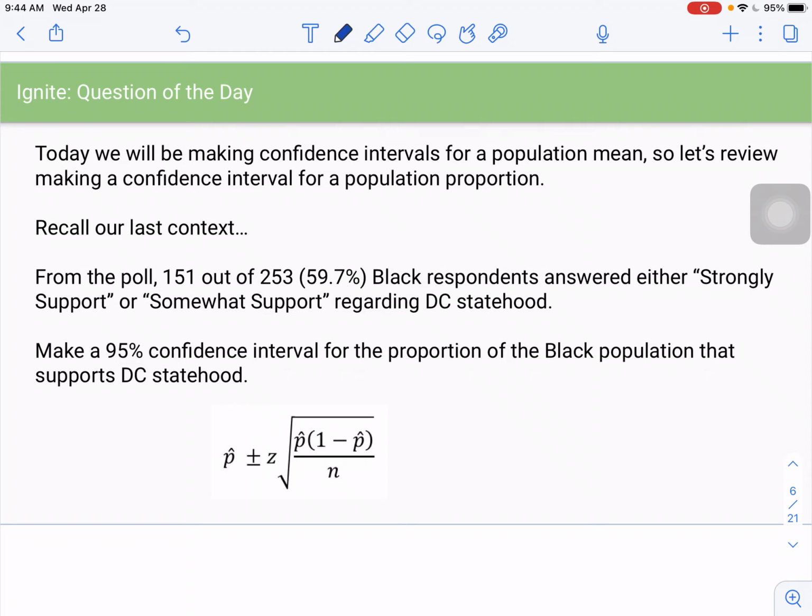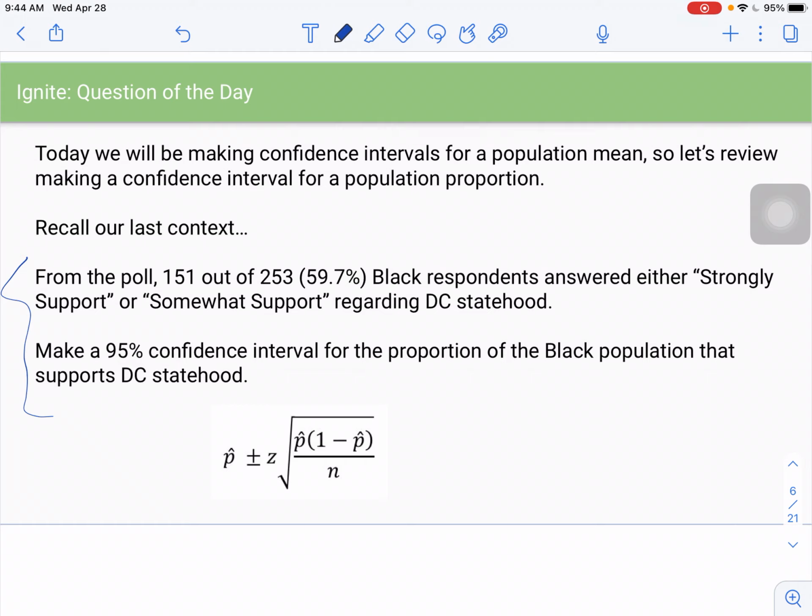It says, today we'll be making confidence intervals for a population mean. So let's review making a confidence interval for a population proportion. Again, we're using that same context that I just addressed. In this case, we're just concerned about the p-hat value for the black respondents. So from the poll, 151 out of 253, so again, about 59.7% of black respondents answered either strongly support or somewhat support regarding DC statehood. Make a 95% confidence interval for the proportion of the black population that supports DC statehood.